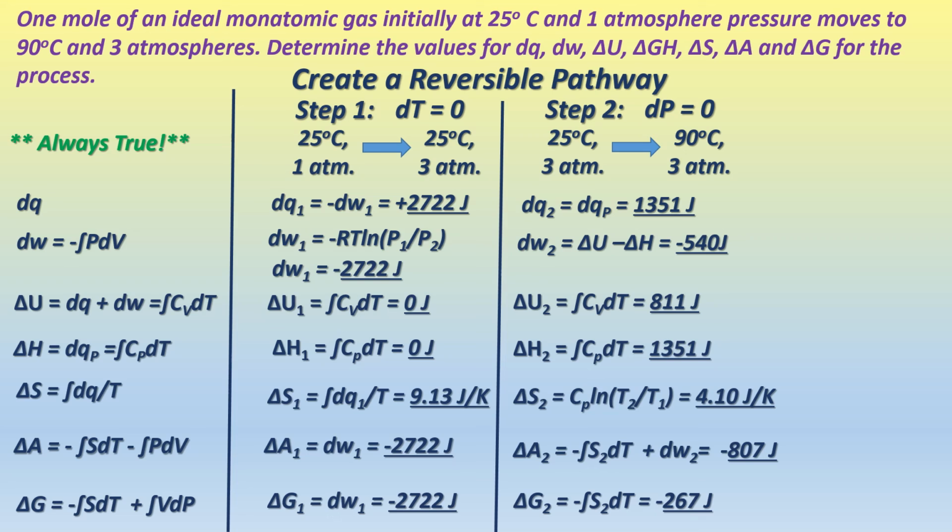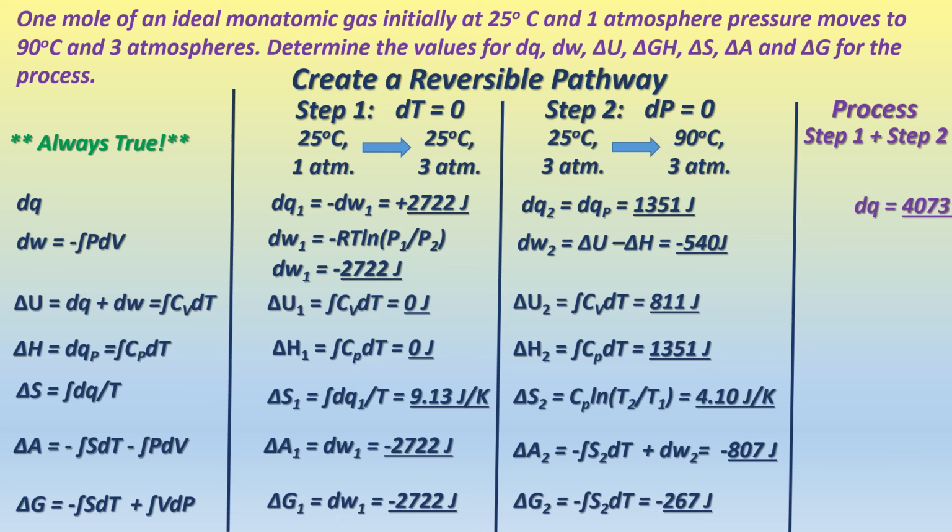So I've now created a reversible pathway, 2 variables in 2 steps. You first hold variable A constant. You then hold variable B constant. The final step for the entire process, you simply add up step 1 and step 2. So the heat transferred, 2,722 joules for the first step, 1,351 joules for the second step, is 4,073 joules. Work, minus 2,700 joules, minus 540, is minus 3,262 joules.